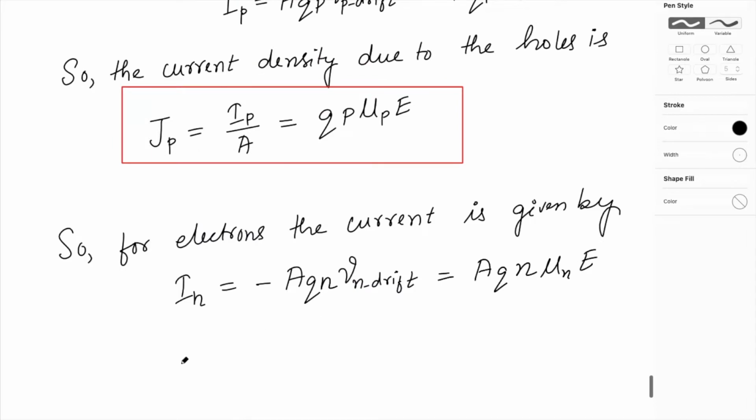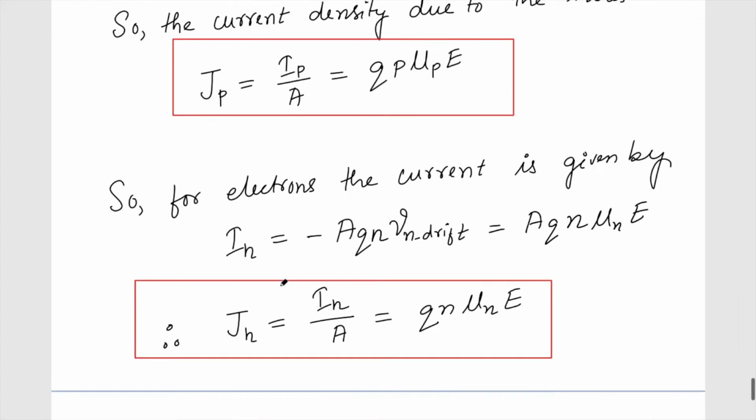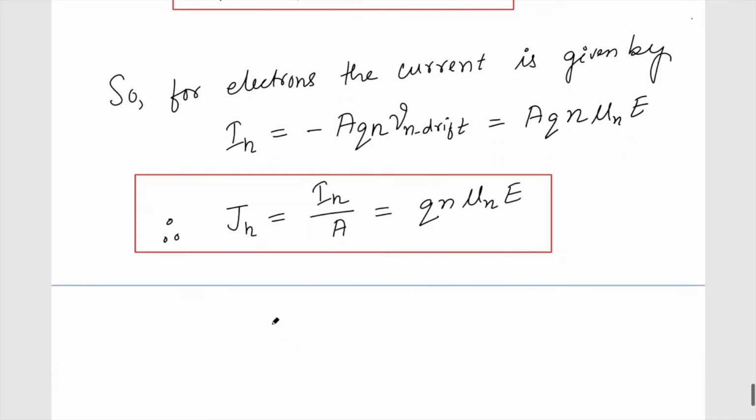Okay, so finally, therefore, the current density due to the electrons is given by In, the current due to electrons by A, is equal to Q n mu n E. Okay. So now, because both of them are in the same direction, they can be added. Since both of them, these Jp and Jn, are in the same direction, they can be added.